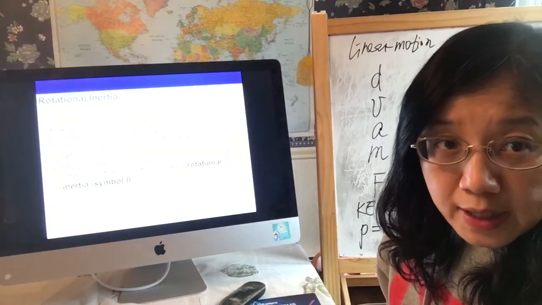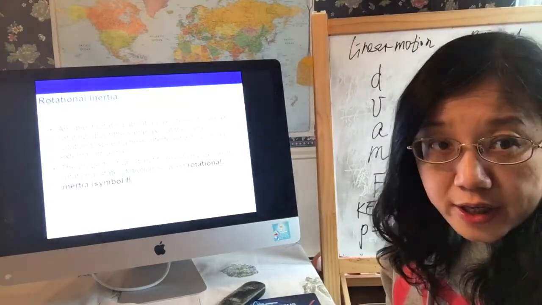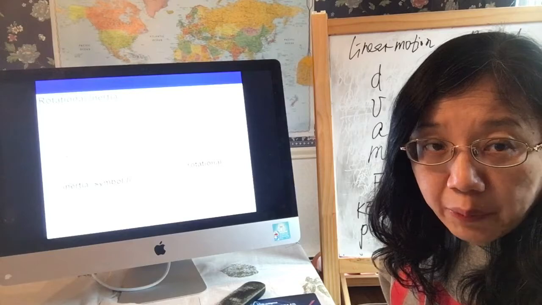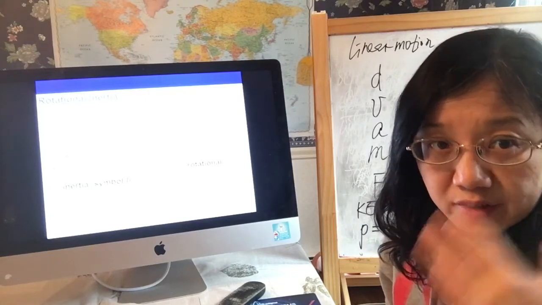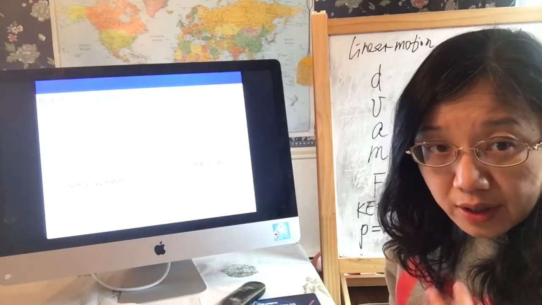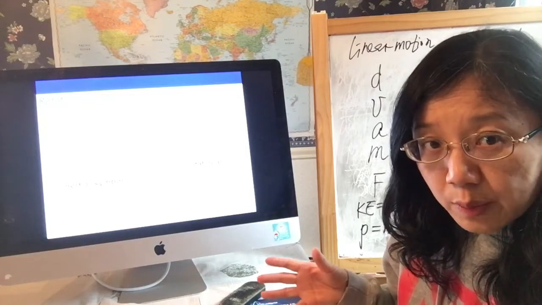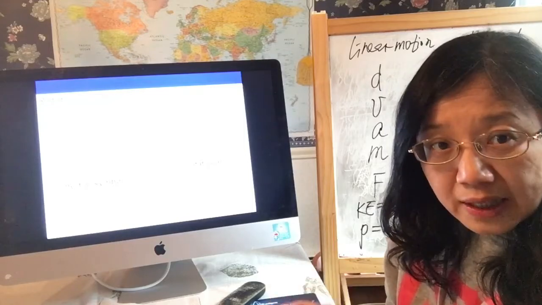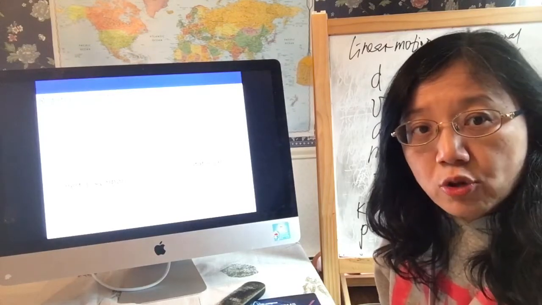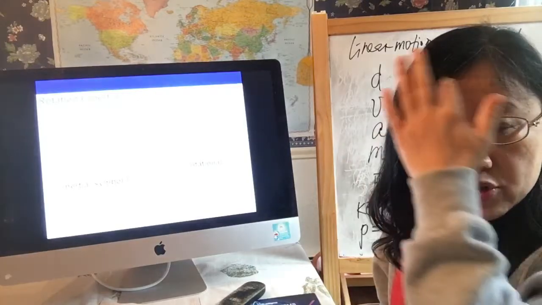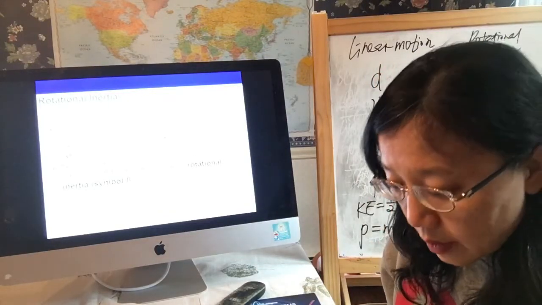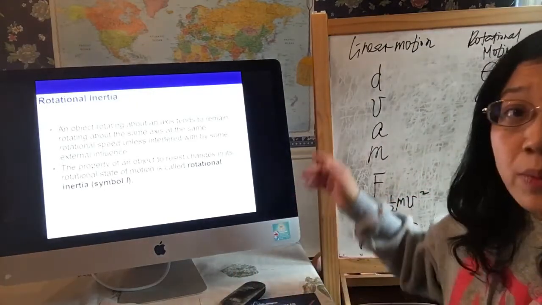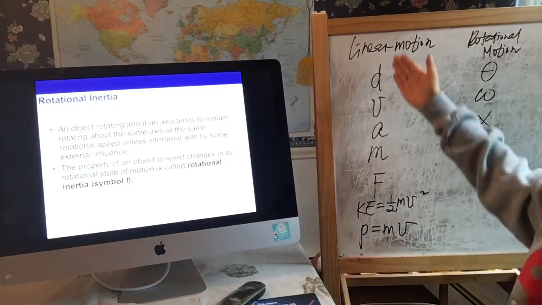So today's topic is about rotational inertia. Before I talk about rotational inertia, I want to review what we have learned in terms of linear motion, because this chapter will focus on rotational motion, which is a little bit different from what we talked about before. But there are a lot of similarities between linear motion and rotational motion, and how we represent those two kinds of motions.